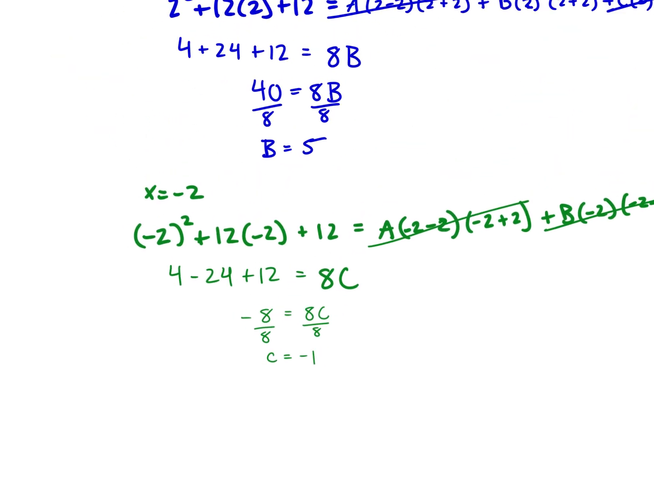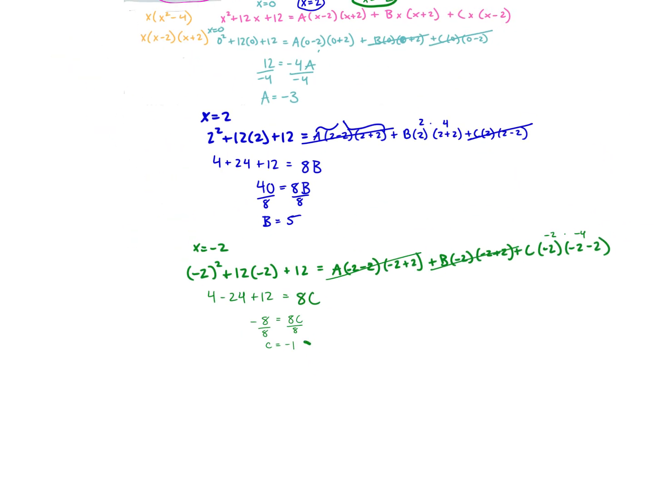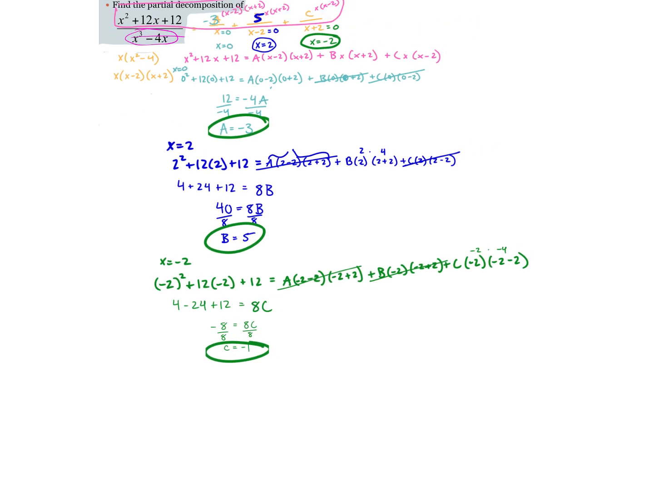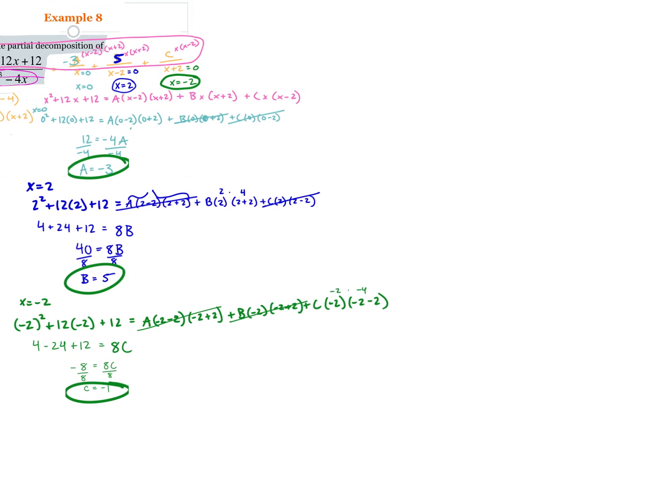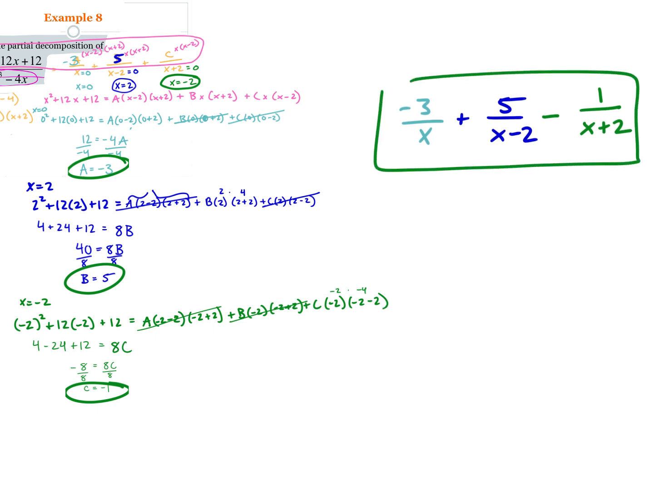Now let's take our three answers for A, B, and C and plug them in. Be careful that A gets plugged into A, B gets plugged into B, C gets plugged into C. So we have negative 3 over x plus 5 over x minus 2. C is negative 1, so this would be minus 1 over x plus 2. Because it's negative, it changes the sign to be a minus instead of a plus. So this would be our partial fraction.